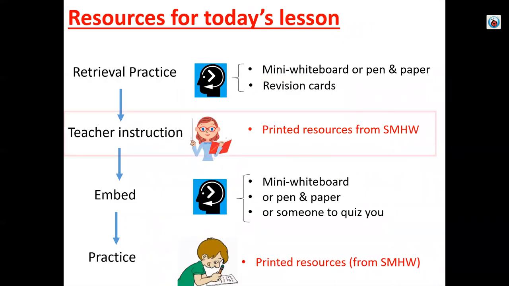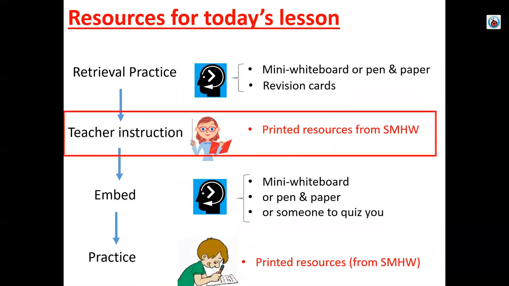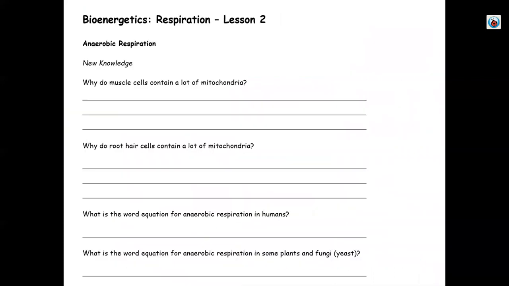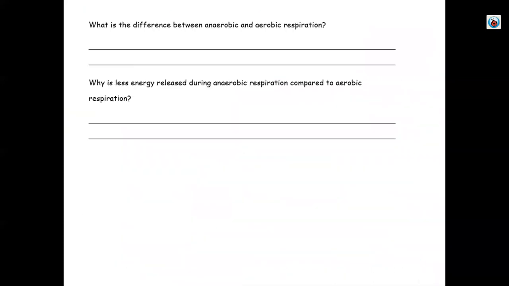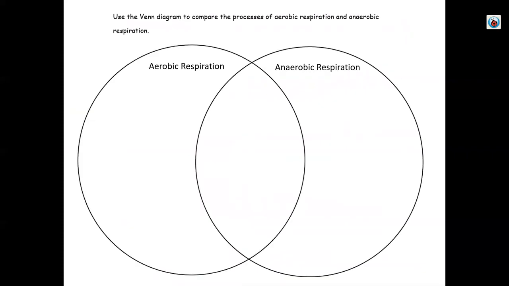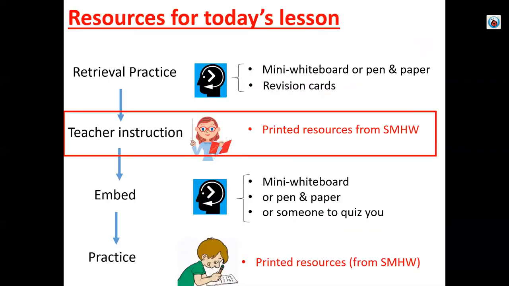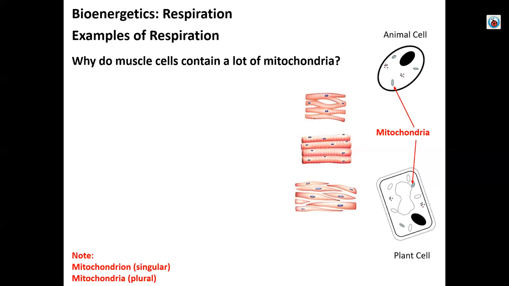Now let's move on to teacher instruction. Here are the questions that we are going to go through today. If you need to print these out, can you now pause and organize? In today's lesson, I want to first of all go through a few examples of respiration. I've chosen an example from animals, so we're going to look at muscle cells, and an example from plants, we're going to look at root hair cells.